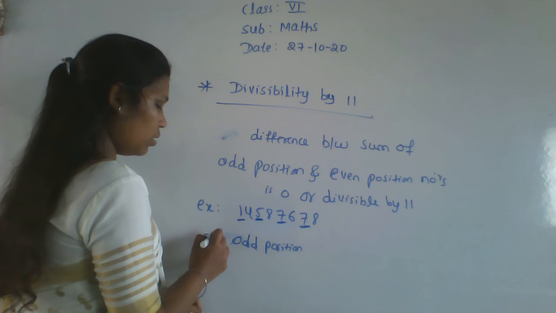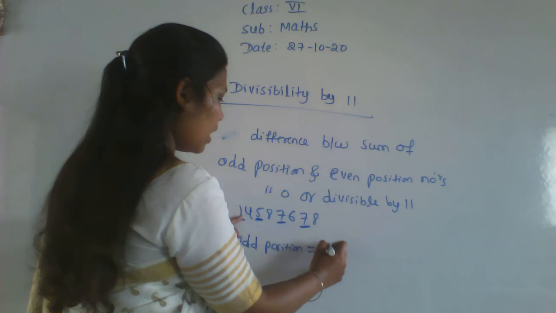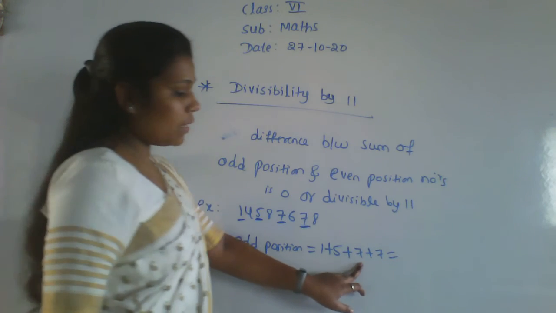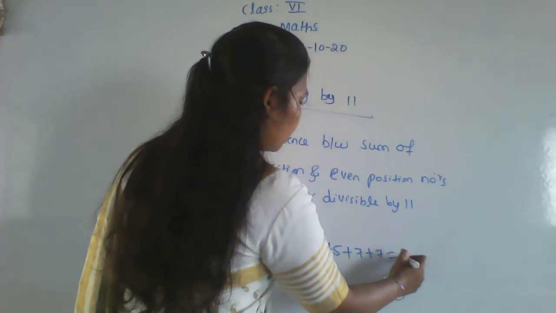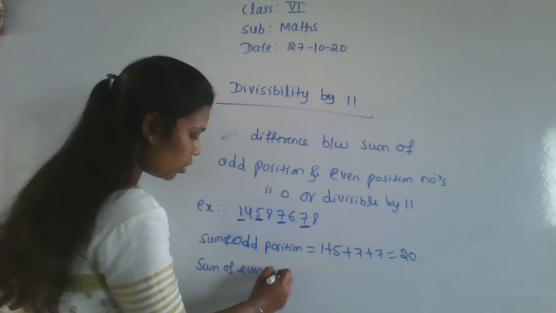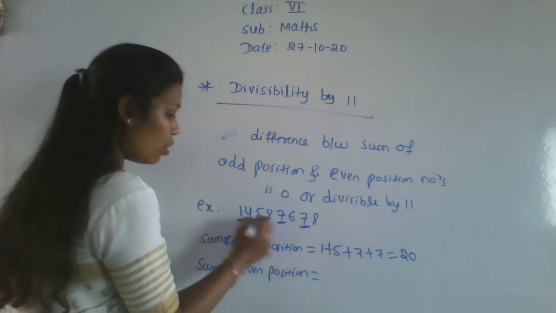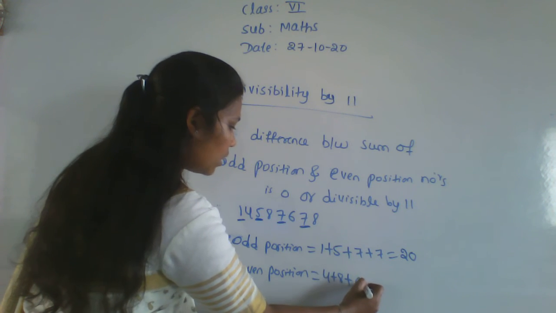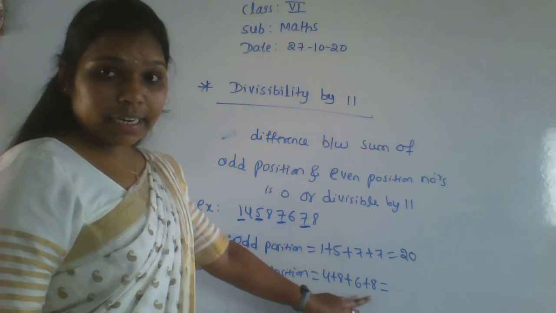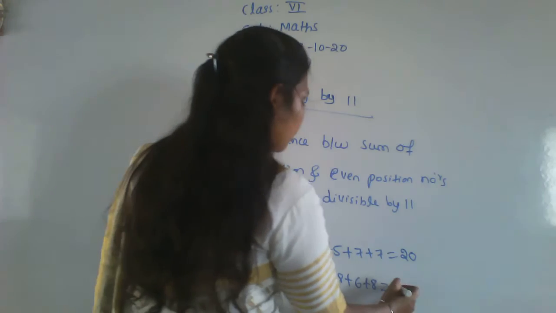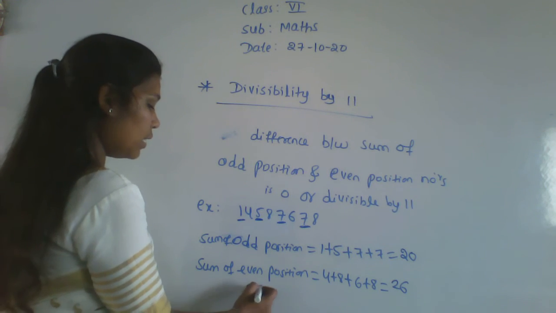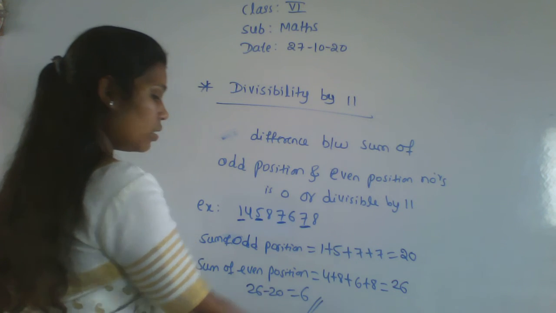Sum of odd positions is equal to 1 plus 5 plus 7 plus 7. So 1 plus 5 is 6, 6 plus 7 is 13, 13 plus 7 is 20. Next, sum of the even positions: 4 plus 8 plus 6 plus 8. 8 plus 4 is 12, 12 plus 6 is 18, 18 plus 8 is 26. Now take the difference. Difference means subtraction, that is 26 minus 20. We got 6 here.